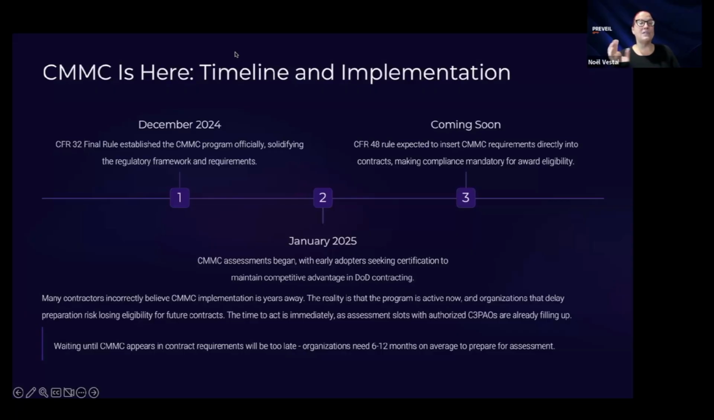Once that comes out and once that has its final effective date, because remember when it comes out, there is a 60-day review period by OIRA. So let's say that this comes out on the 31st of August, there'll be a 60-day review and it'll be the end of October that then CFR 48 can go into effect.